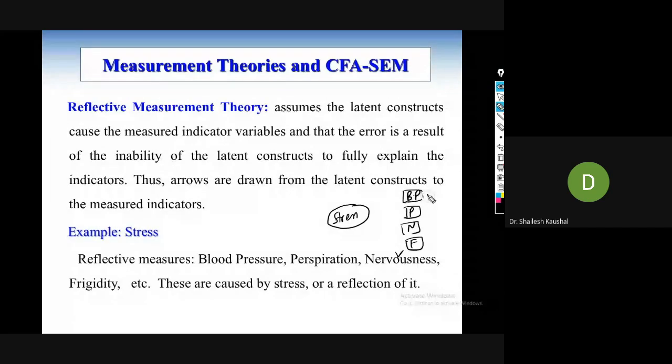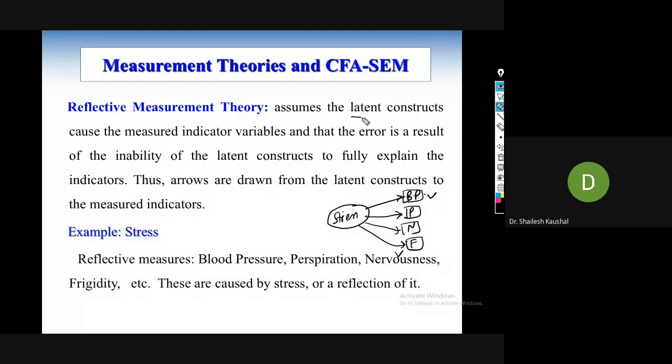If someone has high blood pressure, why does the person have high blood pressure? Because of stress. So stress is causing the blood pressure. Why does my blood pressure increase? Because of stress. High stress, high blood pressure. No stress, no high blood pressure. The perspiration is because of the stress. Another symptom, nervousness. I am feeling nervousness because I am in great stress. I am feeling frigidity because of stress.